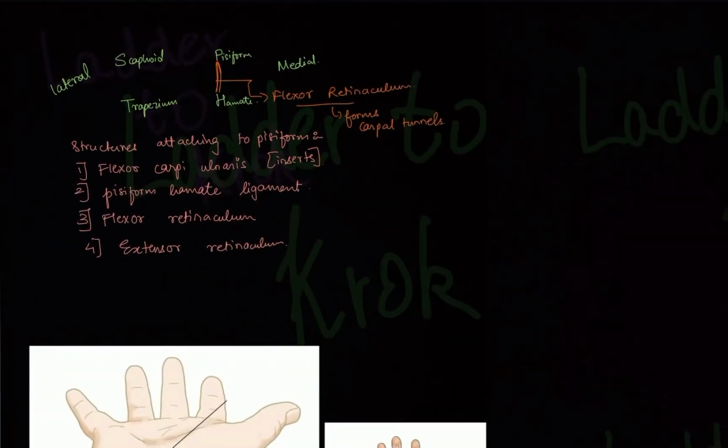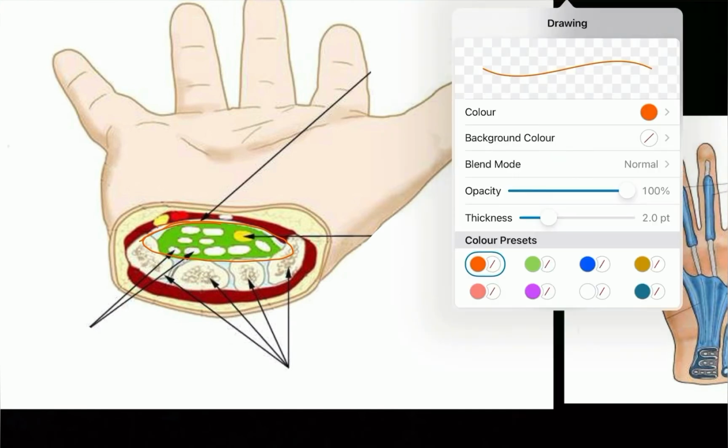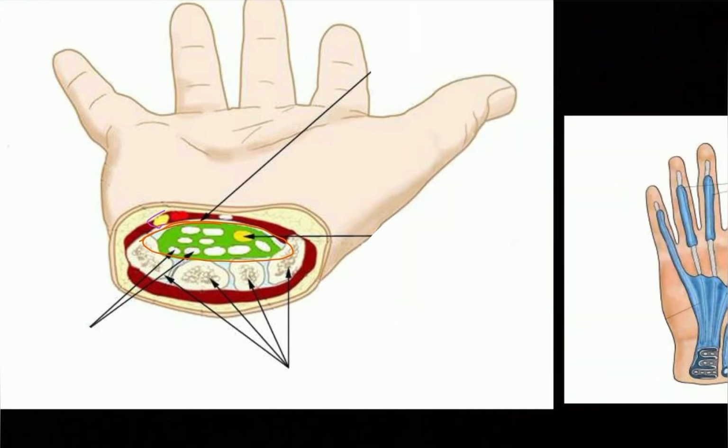Now you know who forms the carpal tunnel. Let's look at the structures which pass over the carpal tunnel. That means carpal tunnel is what? It is a tunnel through which structures will be passing. You can see in this picture, it is a tunnel through which the structures are passing. You can see this red color border, right? There are structures passing over it and there are structures passing inside, meaning they are passing through the carpal tunnel.